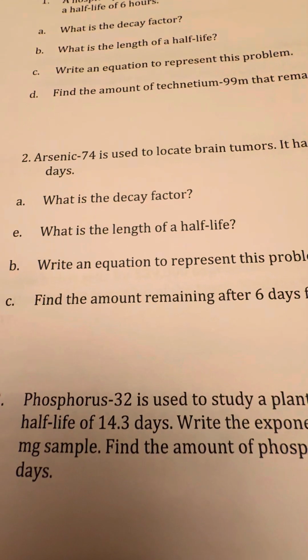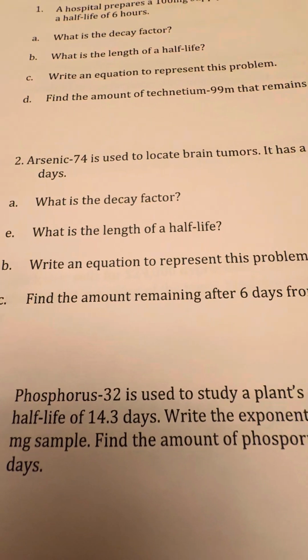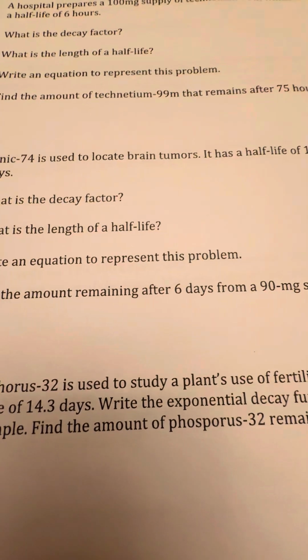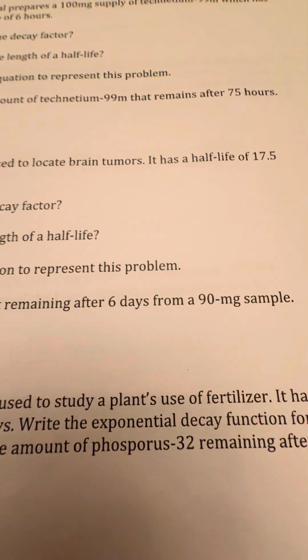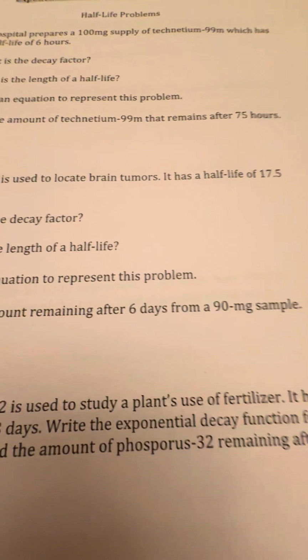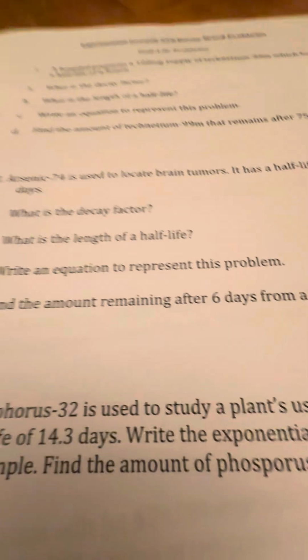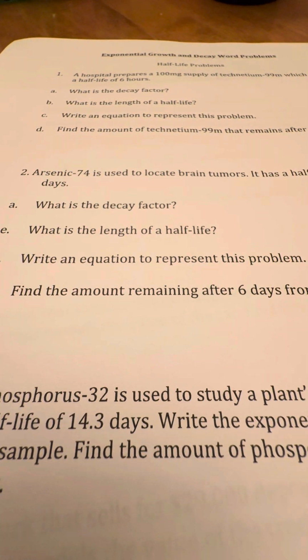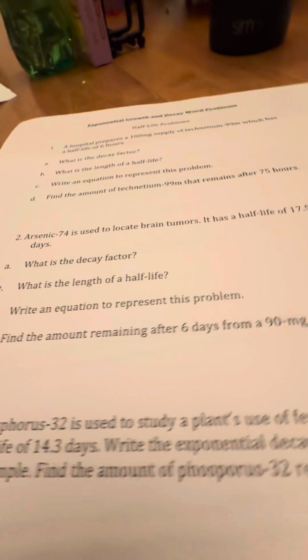We have a couple of other pieces of information here. We're asked, what is the decay factor? What's the length of the half-life? Write the equation for it. And then it says, find the amount remaining after 6 days from a 90 milligram sample. So there's a lot to take in here. The arsenic 74 is just the name of it, so the 74 has nothing to do number-wise with any of it.